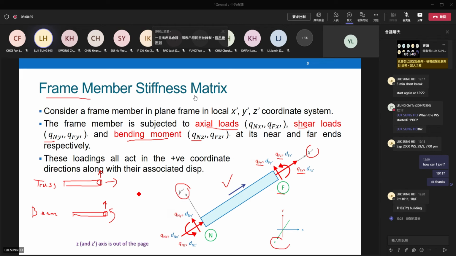Then how to formulate the stiffness matrix? One thing, we take counterclockwise as positive, same as beam elements. So what about the element stiffness matrix? We have a total of 6 forces and moments for one frame member. So you can expect that the member stiffness matrix dimension will be 6 by 6. A 6 by 6 matrix for one frame element, 2 times bigger than beam and truss.